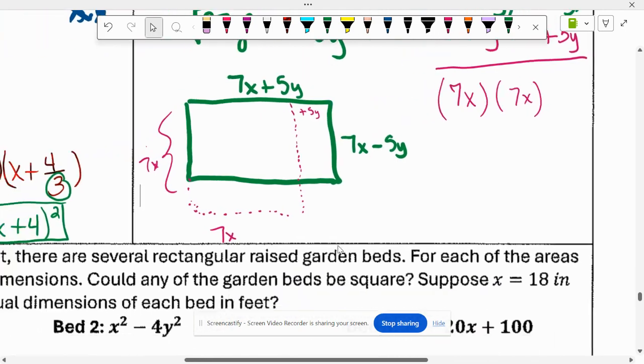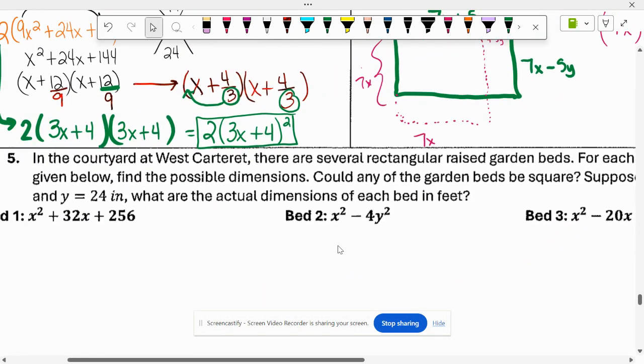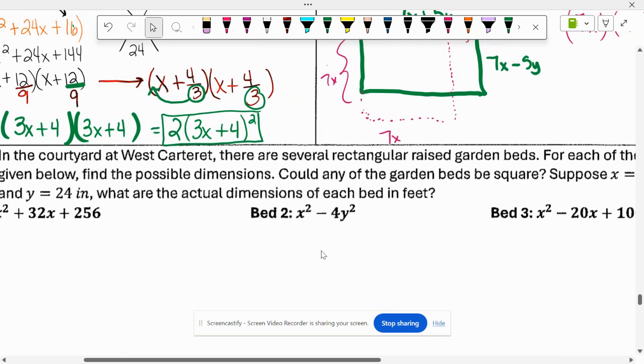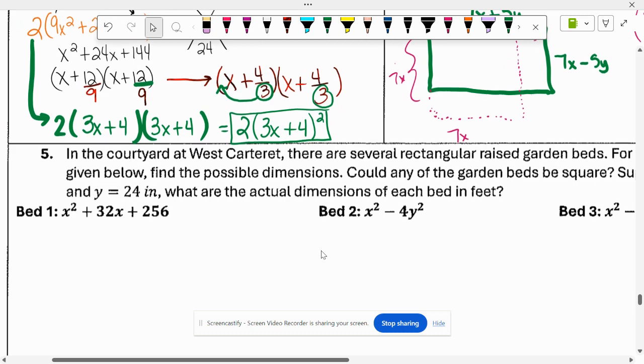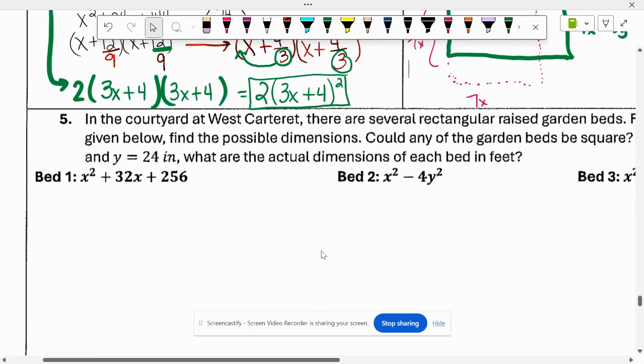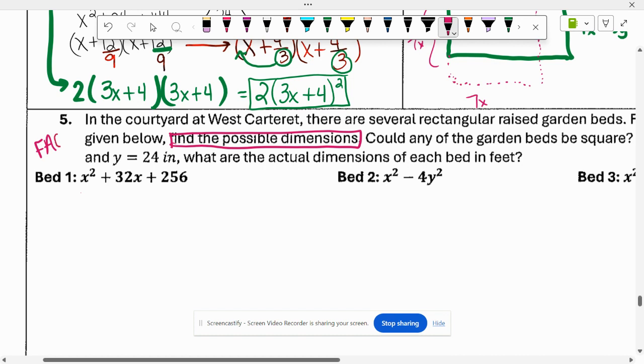Okay. All right. It says in the courtyard at West Carteret, there are several rectangular raised garden beds. For each of the areas given below, find the possible dimensions. Well, if we're dealing with a rectangle or a square, possible dimensions is just another way of saying factor. You need to factor this.